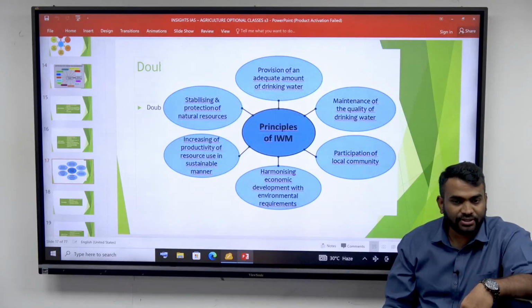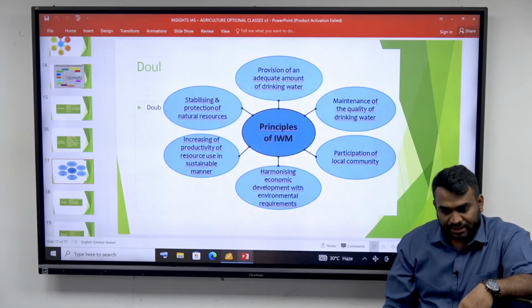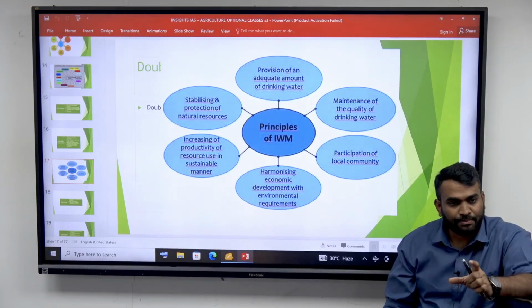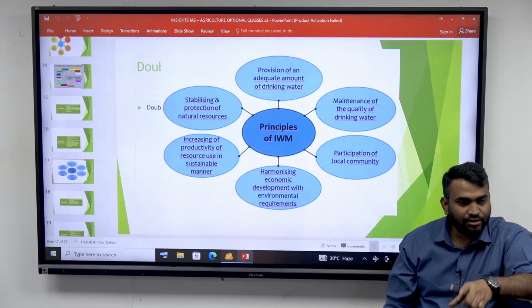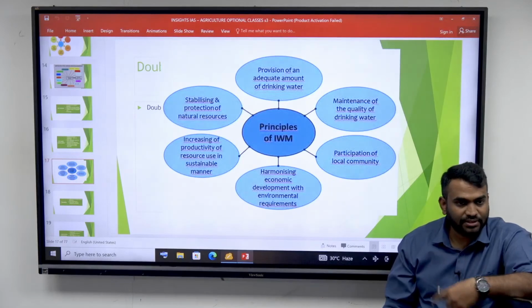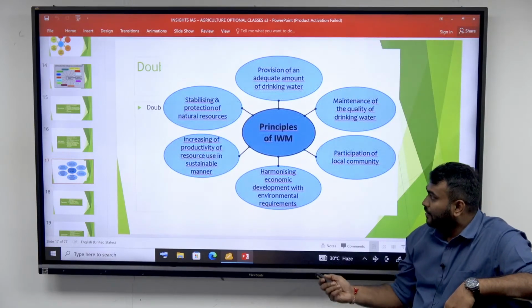So that's why the objective is not uniform, but there is an acronym called POWER. If you just Google it, you will get these objectives. So that is good enough for soil water conservation.